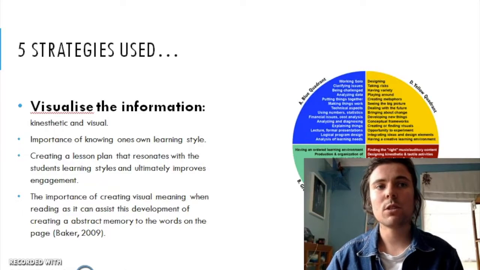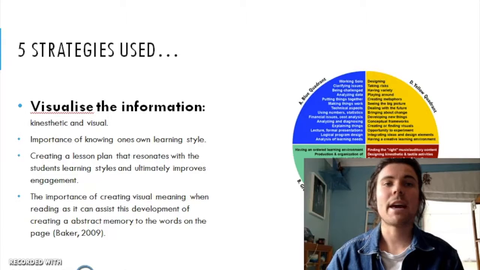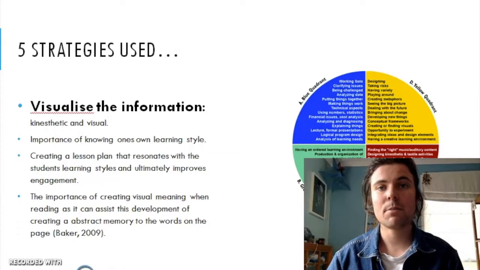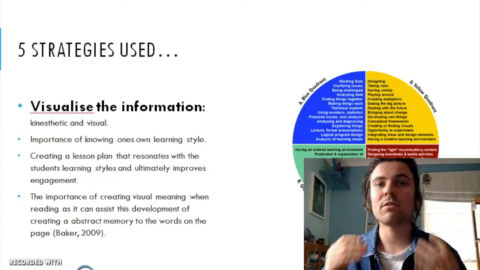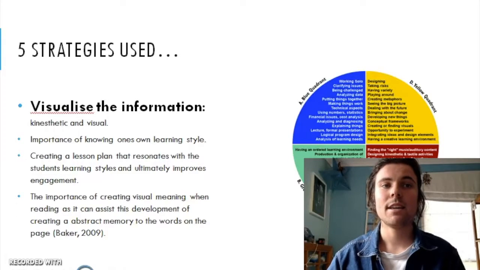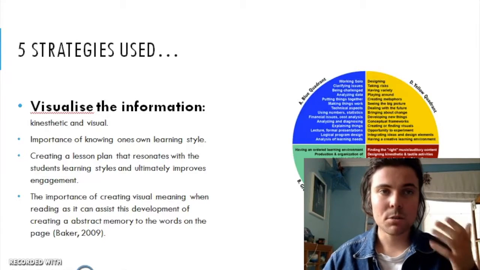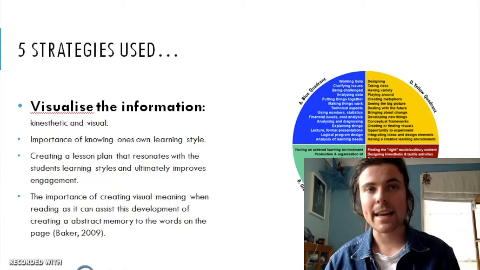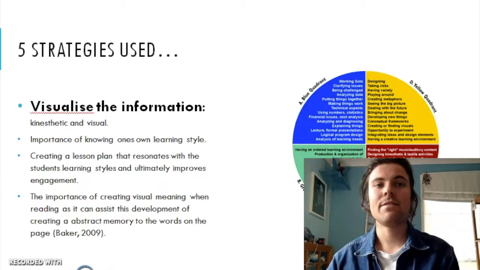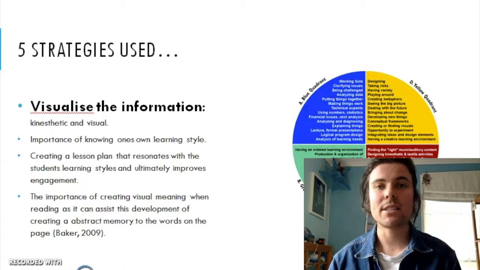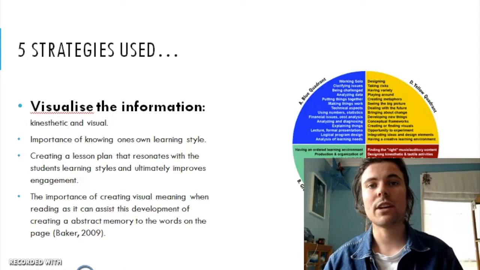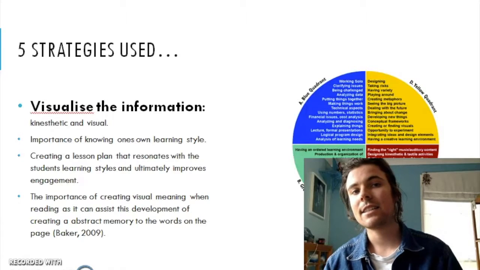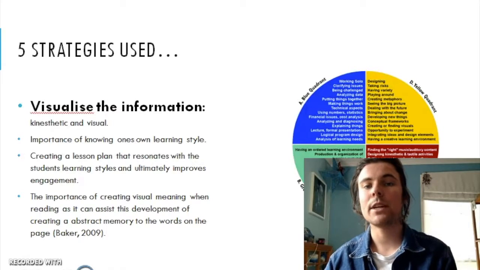I read an article about visual learning which gave examples of how visual experiences can assist the retention of information. The paper began by stating that we remember people's faces, but we struggle to remember people's names. I think we are all victims of this. And I thought to myself, why? Well, names lack the visual, abstract component that faces do. The article went on to state the importance of creating visual meaning when reading, as it can assist in developing an abstract memory for the words.